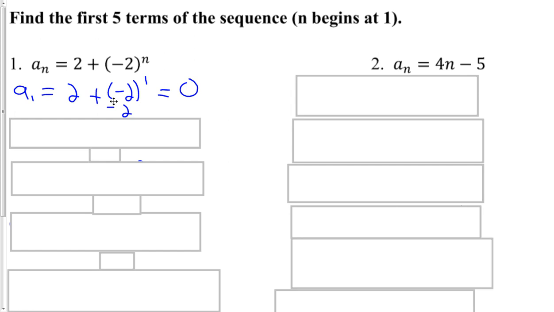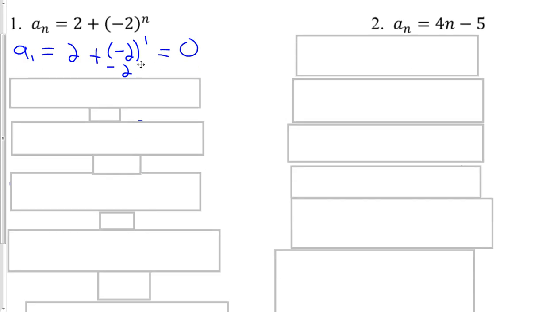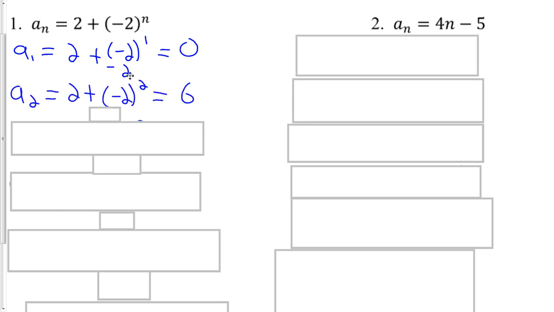So 2 plus negative 2 to the 1, which is negative 2. So we get 2 plus minus 2 gives us 0. There's our first term. The second term is going to be 2 plus negative 2 to the second power. So plugging that in, 2 plus negative 2 squared. And this is going to be negative 2 times negative 2, which is 4.